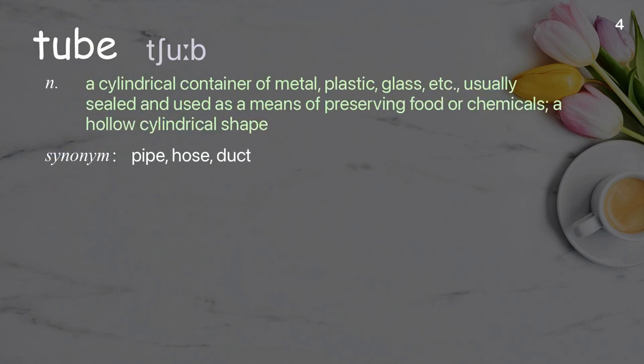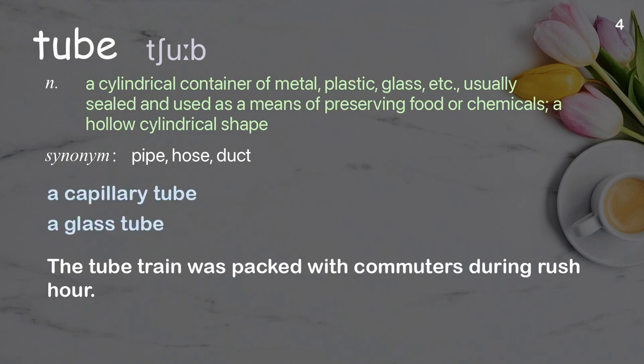Tube. A cylindrical container of metal, plastic, glass, etc., usually sealed and used as a means of preserving food or chemicals; a hollow cylindrical shape. Examples. A capillary tube. A glass tube. The tube train was packed with commuters during rush hour.